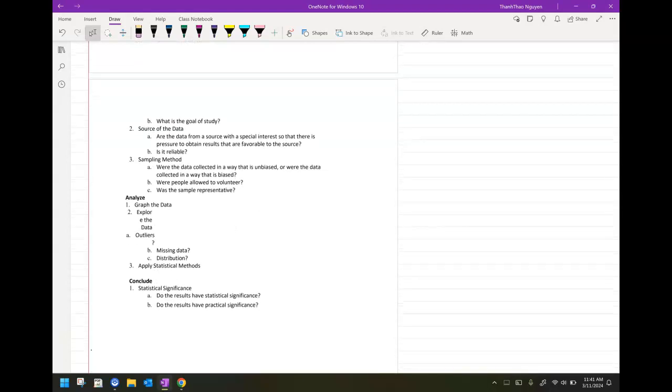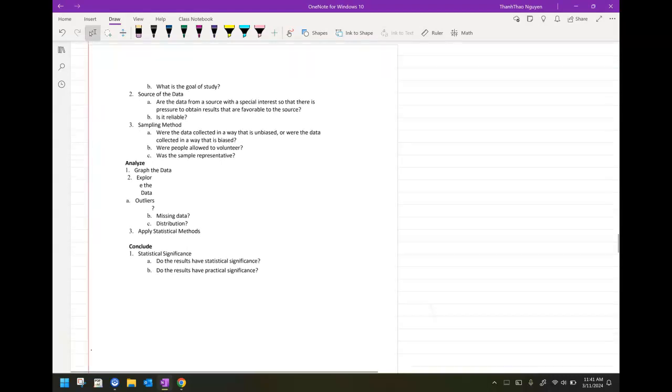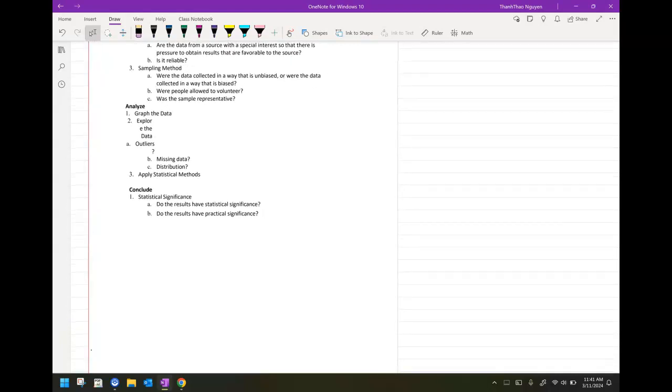You can have a graph. You can analyze the data. Is there any outlier? Is there any missing data? Apply statistical methods. And then you can conclude, is it significant? Do we have any result? Right? So there are many things that come up when you do statistics. You need to look at the data, making sure your data is right. Now that you have all that data, what can you do with it to get a meaningful answer to the question that you proposed originally?